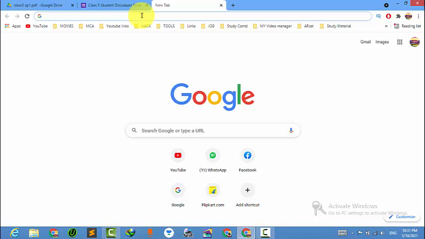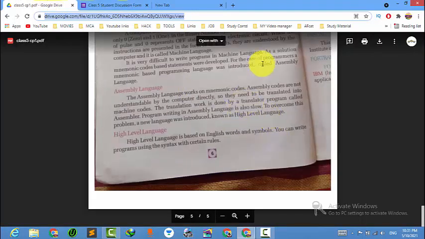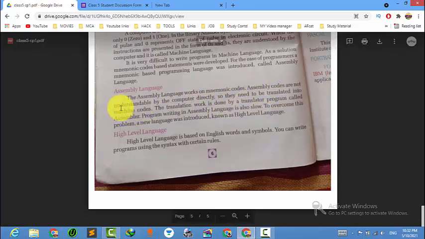So this means one translator is there, right? This translator is known as assembly language. To overcome this problem, the code is translated into machine code, and the translation work is done by a translator program called an assembler. Programs written this way are also very slow. Using a translator or an assembly language is some kind of software, and this is very slow.